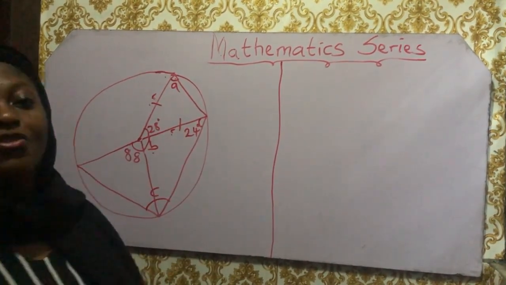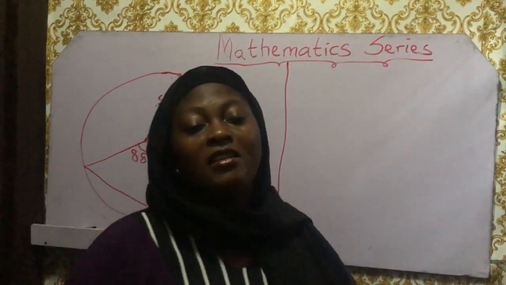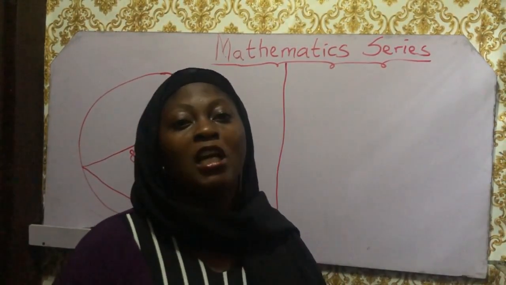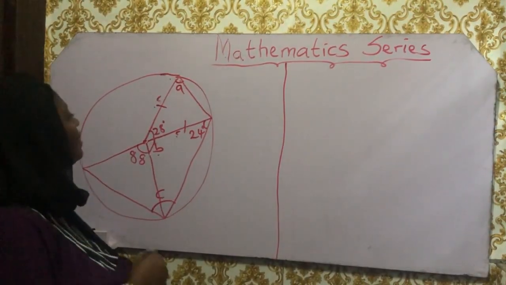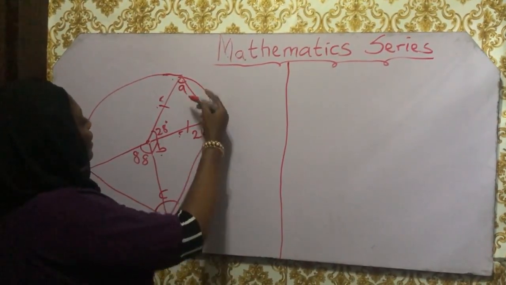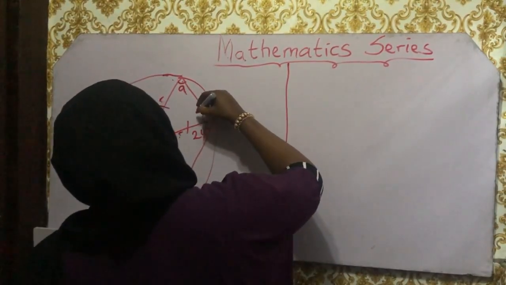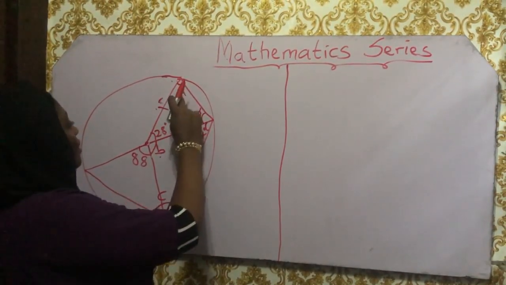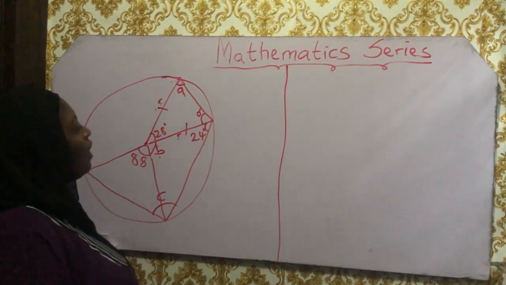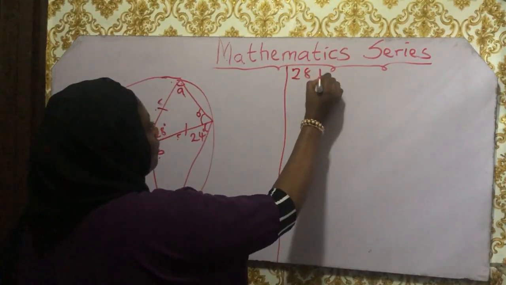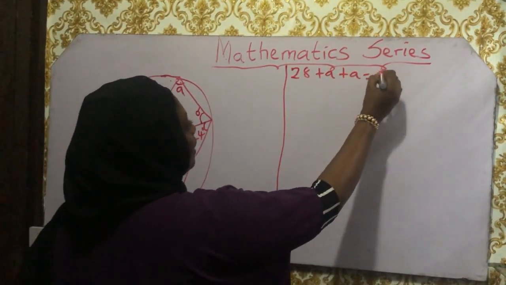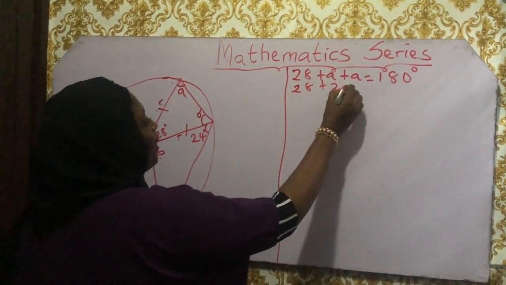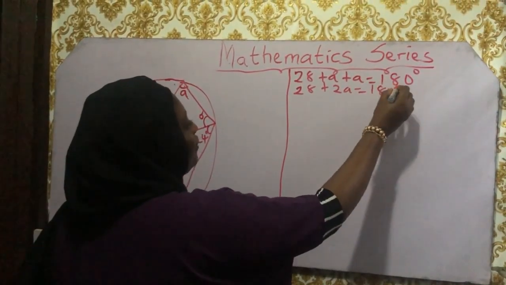What is an isosceles triangle? An isosceles triangle is a triangle that has two angles equal to each other and two sides equal to each other. So it means that if this angle is A, this angle is also going to be A. So to get A, since this angle is equal to this angle, we say 28 plus 2A is equal to 180 degrees.